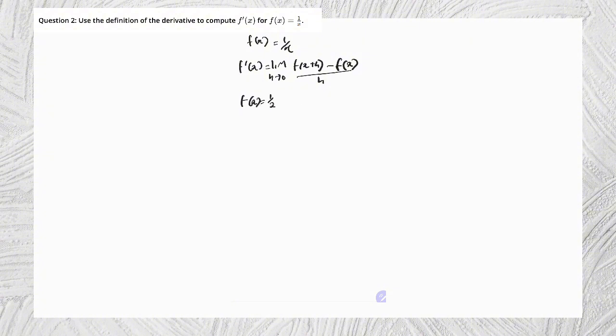Now, we substitute f of x is equal to 1 over x into f of x plus h, and this will give you 1 divided by x plus h. So now we have our differentiation of f of x equal to 1 divided by x plus h minus 1 over x, divided by h as we limit h to 0.